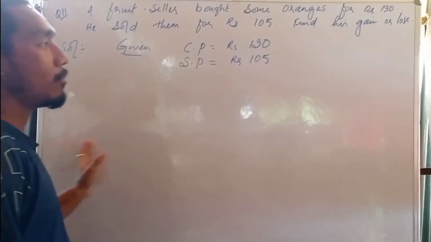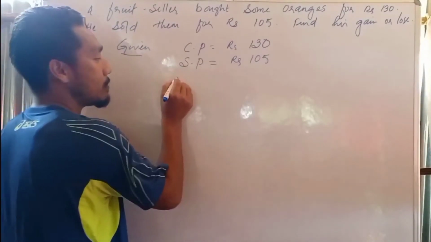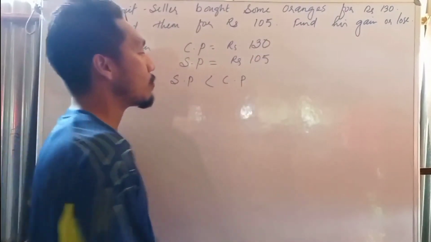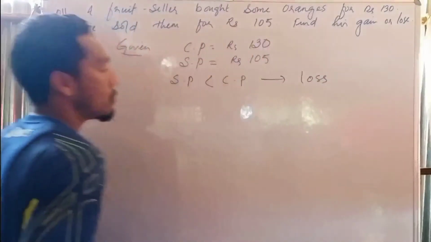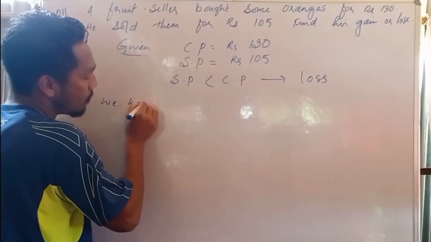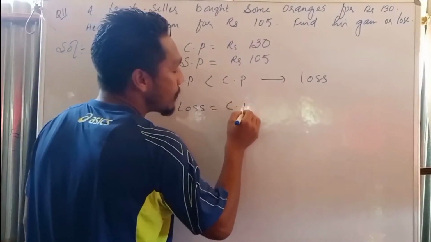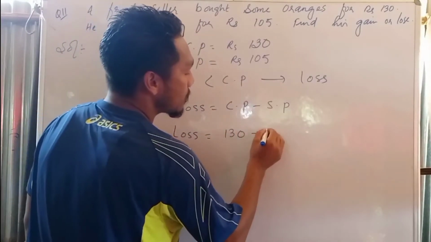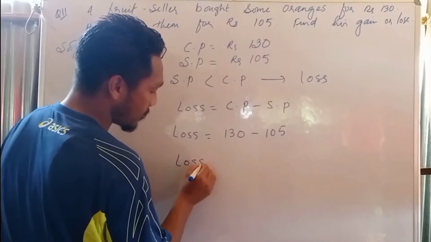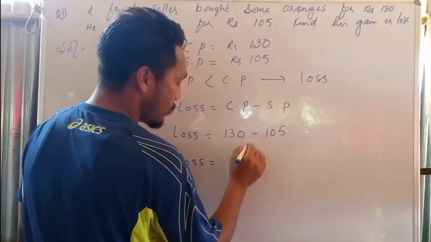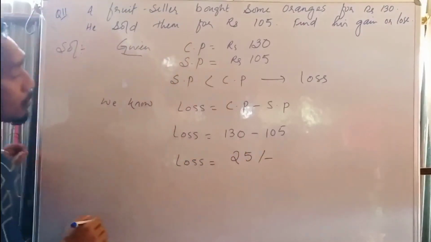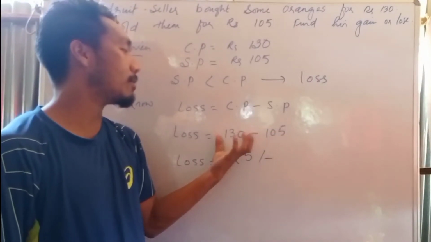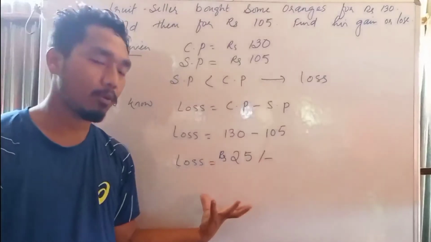In order to find whether it is gain or loss, I have to compare SP and CP. SP is less than CP, 105 is less than 130, so therefore it will be a loss. We know that loss is equal to CP minus SP. CP is 130 and SP is 105, so the answer is 25. His loss is rupees 25, because he bought for 130 and sold it for 105.